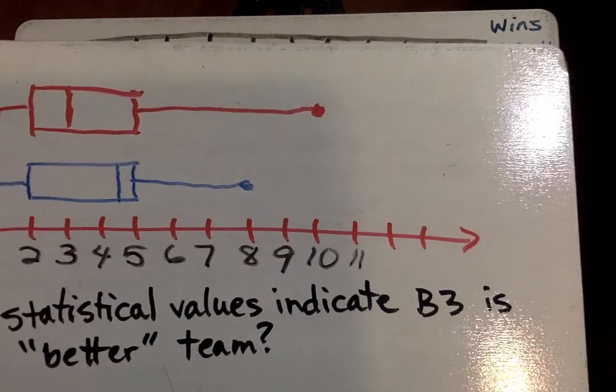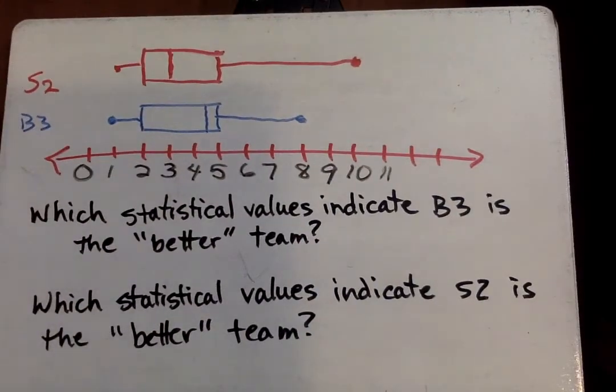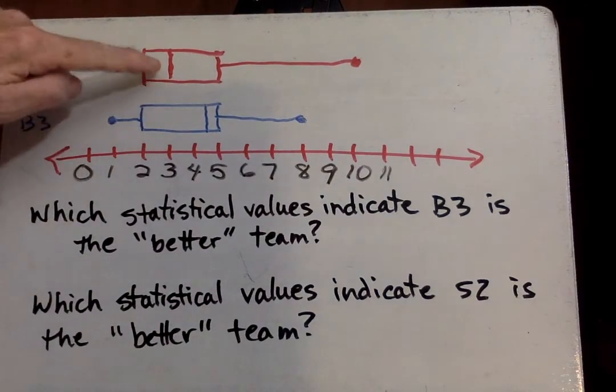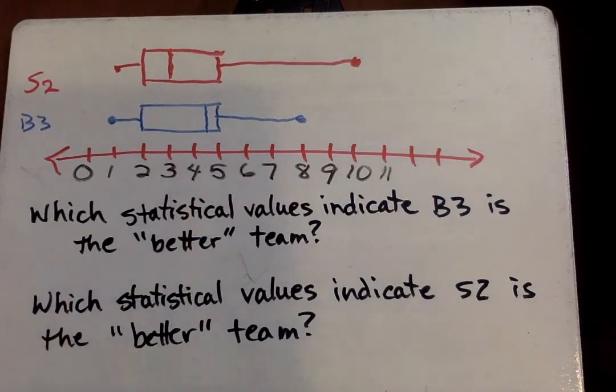Now when we look at this, it next says what statistical values indicate B3 is the better team. Okay, so B3, it's about the same here. It's going to say that the median is higher on the B3 team. So I'm going to put median.